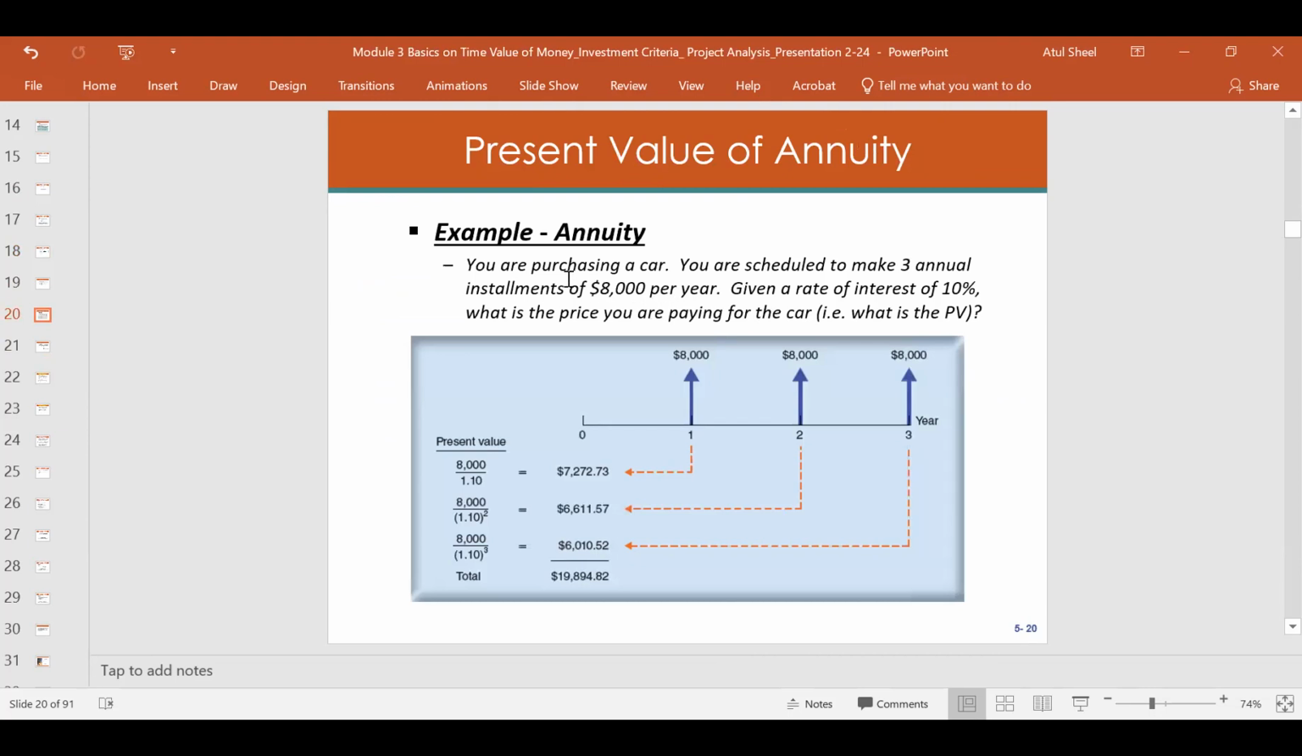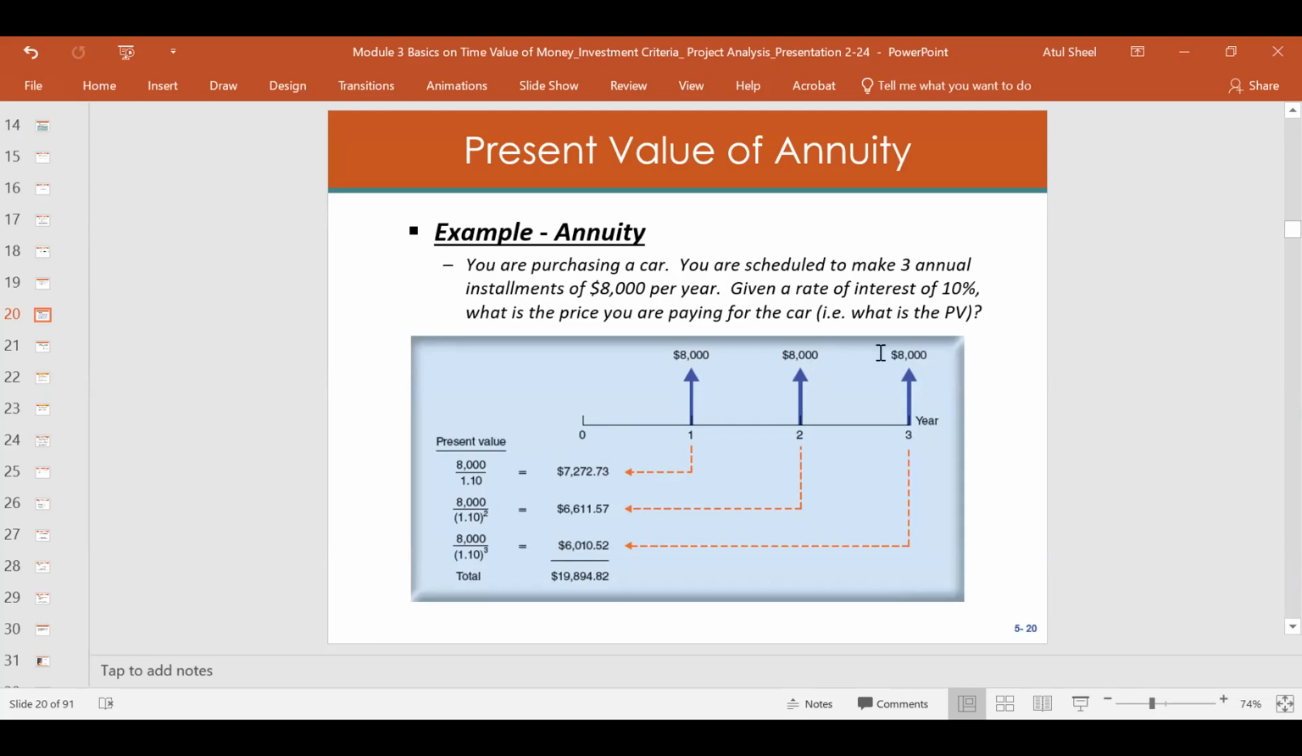So here is an example of an annuity. You are receiving $8,000 at the end of year 1, year 2, and year 3. So you are scheduled to make 3 annual installments. You're purchasing a car. You are scheduled to make 3 annual installments of $8,000 per year, given a rate of interest of 10%. What is the price you are paying for the car today? What is the present value of that?